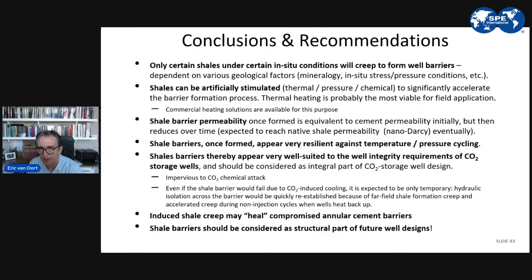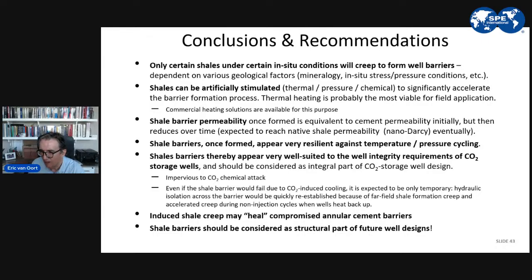The shale barrier permeability, once formed, is immediately equivalent to that of a cement barrier, but then it drops over time. And we think that if you extrapolate it over long time horizons, you basically get the shale permeability back. And then you basically have a barrier that is caprock, that is intact caprock. You basically have restored the caprock in that case. And as we know, caprock is a barrier that lasts for eons, right? We're not talking years or even hundreds of years, we're talking millions of years.